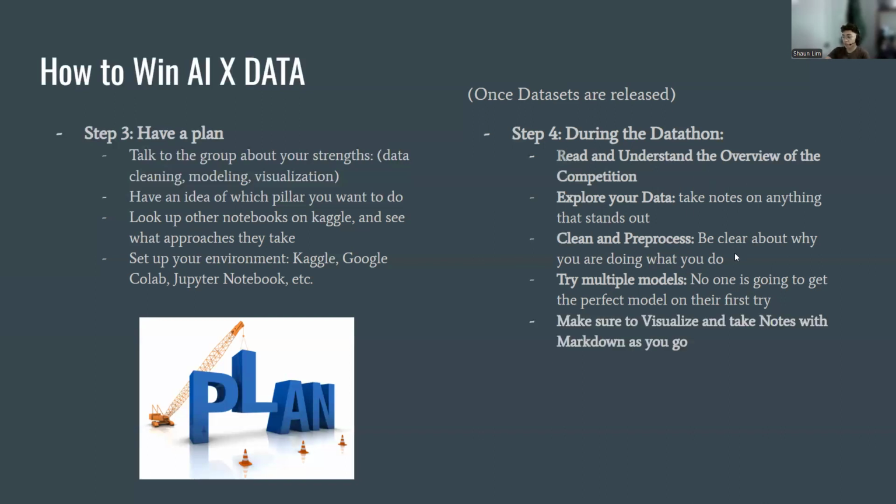And make sure to visualize and take notes with your markdown as you go. If you aren't really familiar with Jupyter notebooks, you can basically do either a code or a markdown cell. I would make sure in the markdown cells to make it clear which cells go with which step, or what you're doing. For example, if the first 5 cells are exploring your data, put a markdown at the top saying exploring your data.